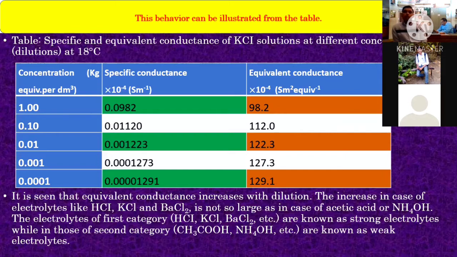Here, HCl, KCl, BaCl2, all of these are ionic compounds. They are dissolved in water and easily dissociated. They easily form ions, that is, positive ions and negative ions. Therefore, the number of ions increases and the equivalent conductance also increases. This is the original fact. Okay, then next.